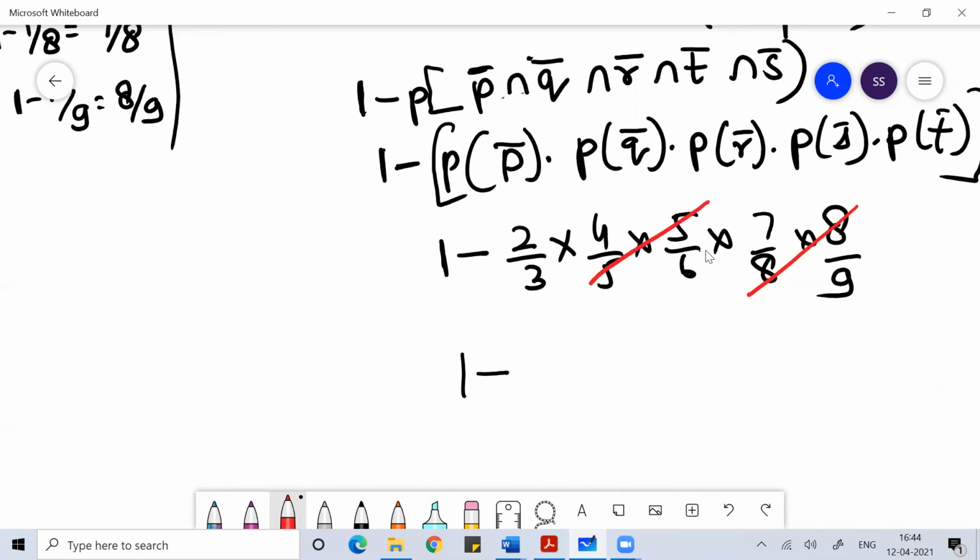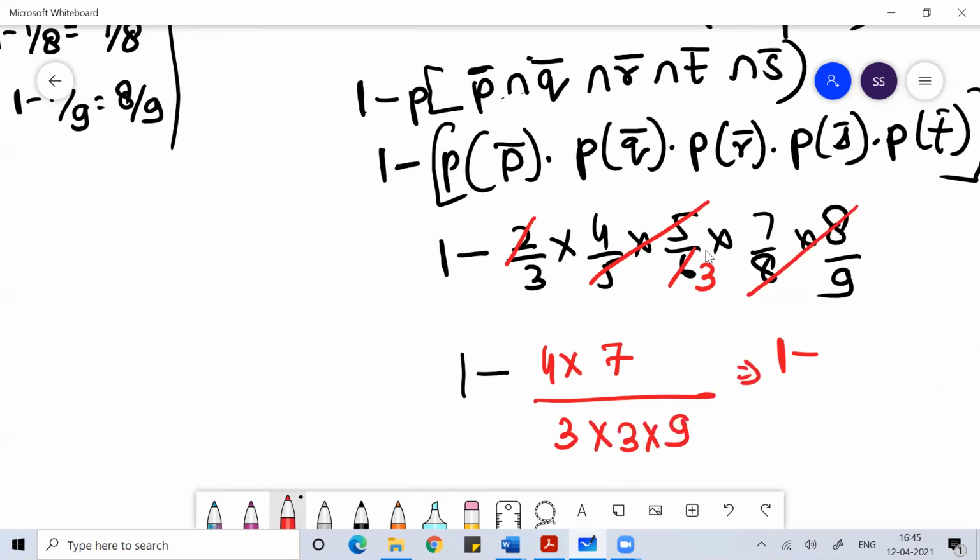5 cancel. Okay. Then this you can make 3. So in your numerator you have 4, you have 7. Then in denominator you have 3. That is equal to 1 minus 28 by 9 nines are 81. This is 81 minus 28 by 80.